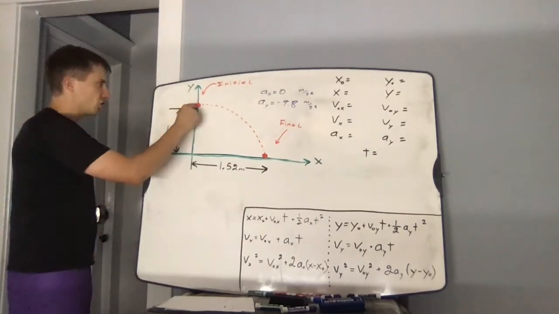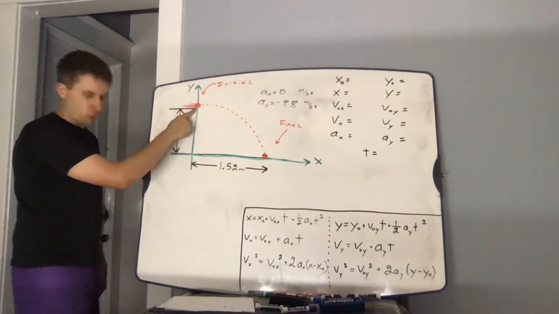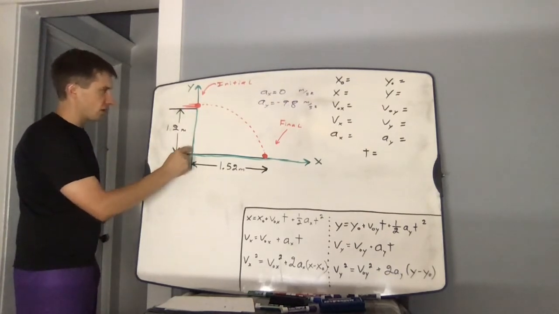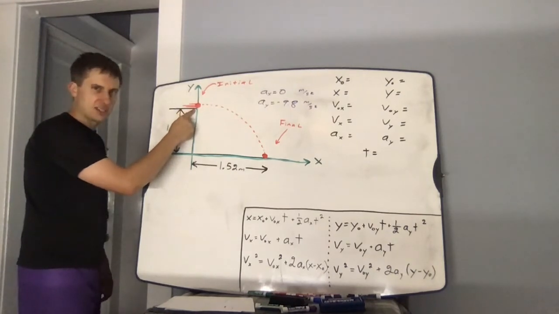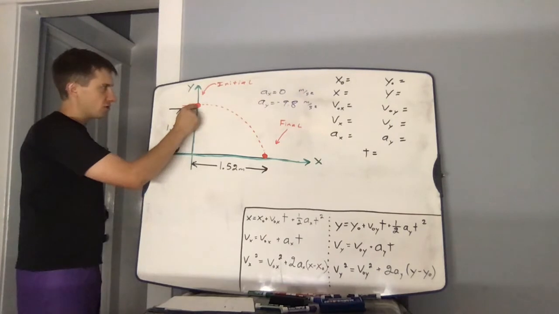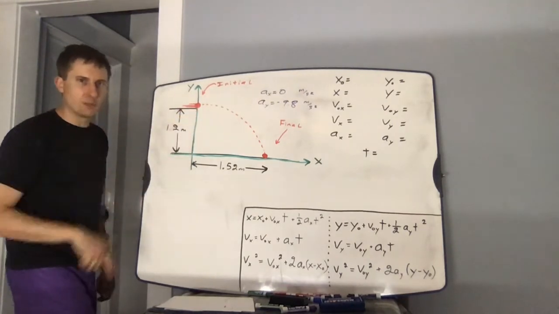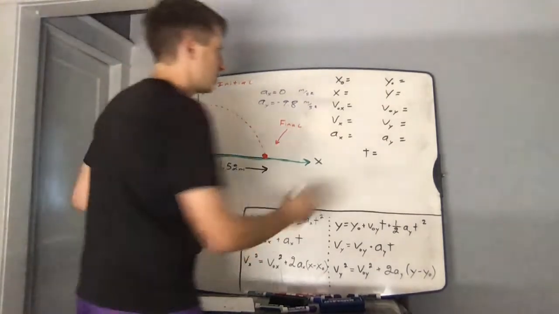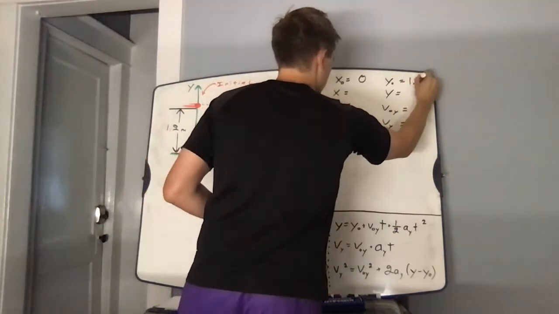The ball initially is right here. So what are the x and the y coordinates of the ball's initial position? Well, if the ball is directly above x equals 0, that means the ball's initial x position is 0. And if the ball is 1.2 meters above the floor, that means the ball's y initial position is going to be 1.2 meters. So I could write x initial is 0, y initial is 1.2.